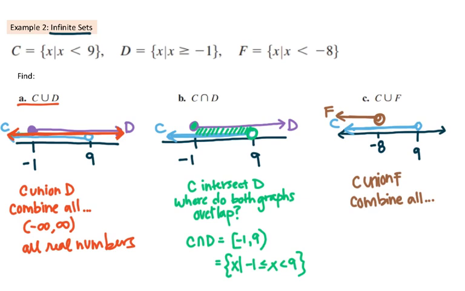So union means combine all. So it's like we're taking that brown graph and the blue graph and gluing them together. If we did that, we would get one graph, like this orange one. So we would get C union F goes from -infinity on the left all the way up until 9 on the right with a round bracket. It's not including the 9. Or if you wanted to write it as a set builder notation, you'd say it's the set of all x's where x is less than 9.